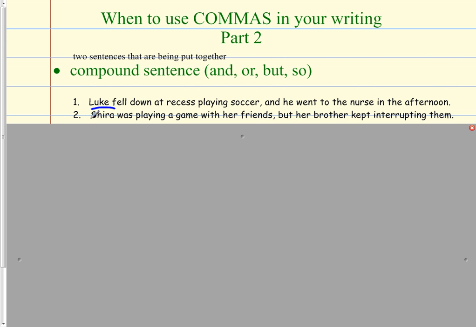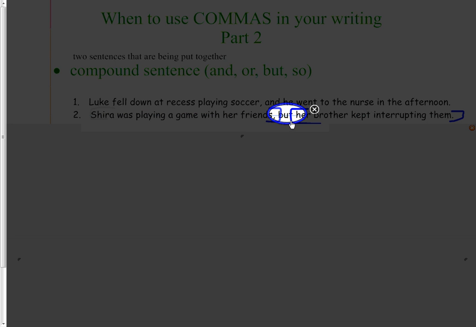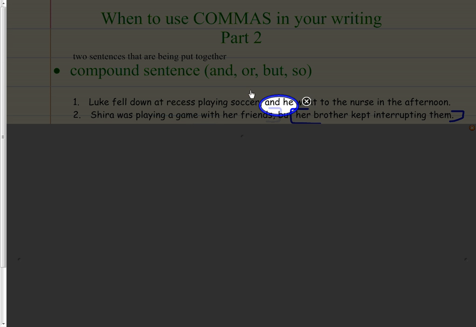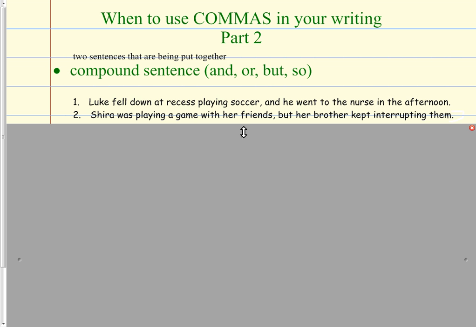Shira was playing a game with her friends, but her brother kept interrupting them. Again, Shira was playing a game with her friends is a sentence. Her brother kept interrupting them is a sentence, but the ideas go together. So what do we do? Separate it with the comma and the word but. So you can use and, or, but, or so in different ways.